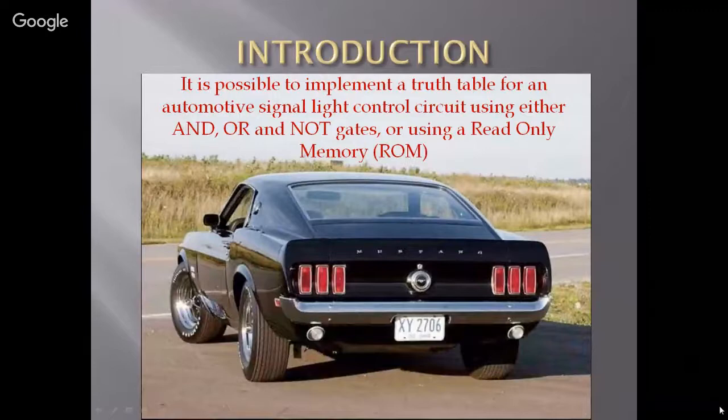Today we are going to demonstrate a possible implementation of a truth table for an automotive signal light control circuit using AND, OR, and NOT gates, or using a read-only memory, ROM. Such a circuit would have controlled the signal lights of many cars, such as the pictured 1969 Mustang Shelby GT500.